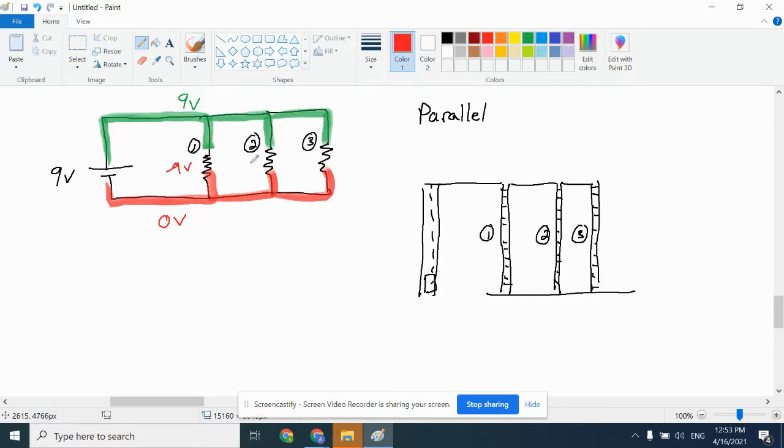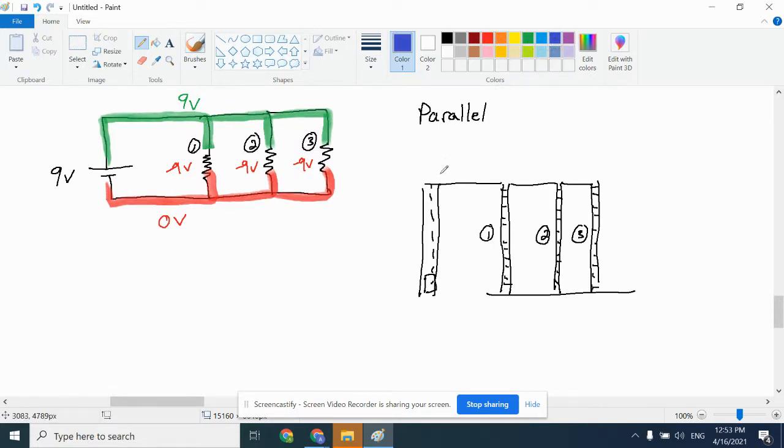And each one of these resistors would consume 9 volts. Now people think, well, that's a consumption of 27 volts. How's that possible? And that's because of a misconception of what voltage is. Voltage is not energy. So it's perfectly fine to have 1, 2, 3 different paths that take you from 9 volts down to 0 volts. What will change, though, is the current.